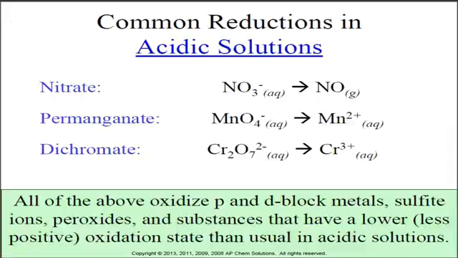Some common reductions in acidic solutions include nitrate, permanganate, and dichromate. And unfortunately, the only thing to do is just to sit down and memorize these. We did look at nitrate just above.